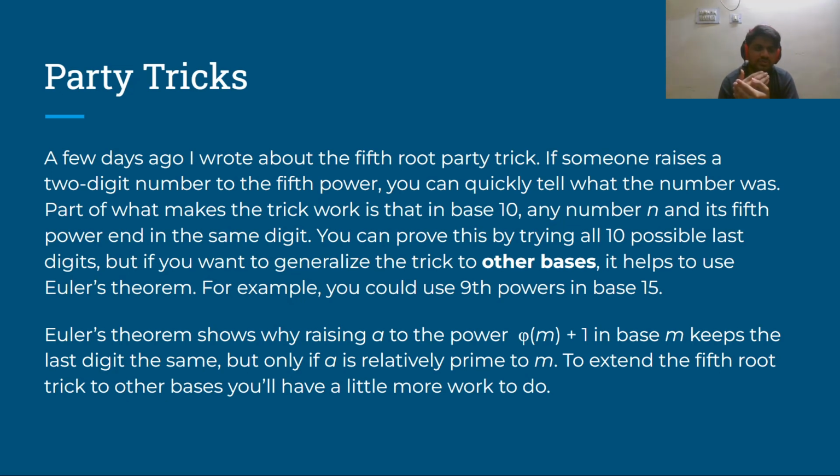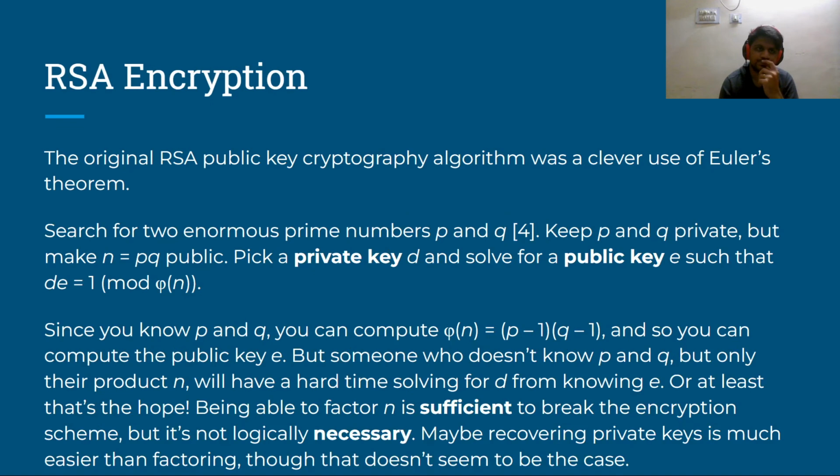it helps to use Euler's theorem. For example, you could use the ninth power in base 15. Euler's theorem shows why raising a to the power φ(m) + 1 in base m keeps the last digit the same, but only if a is relatively prime to m. To extend the fifth power trick to other bases, you will have a little more work to do.